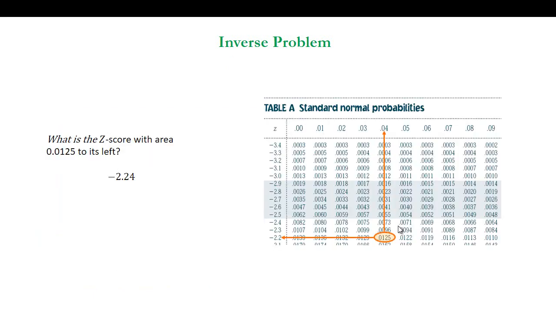All right, so let's do another example like that. I want to find the z-score with area 0.0125 to its left. So again, I go to the table. I want to find the area equal to 0.0125. Right here you can see that I have 0.0125, and that's the area to the left of minus 2.24, minus 2.24.